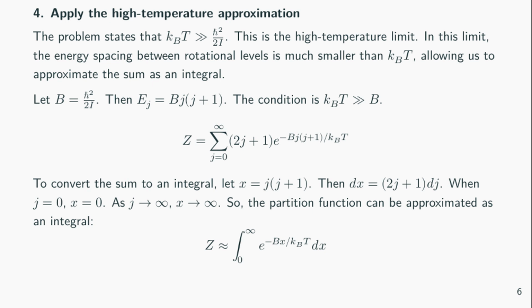To convert the sum to an integral, we use a substitution. Let x equal J times (J plus 1). This means dx becomes (2J plus 1) dJ. The limits of integration follow. When J is 0, x is 0, and as J goes to infinity, x also goes to infinity. So the partition function Z can be approximated by the integral shown, integrating from 0 to infinity.